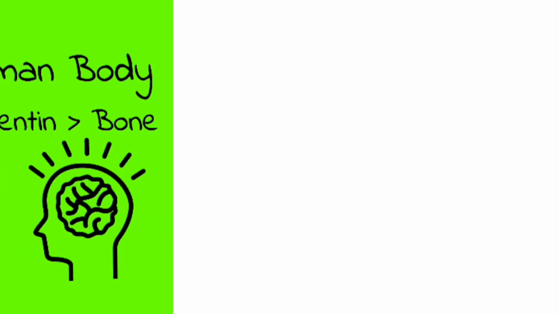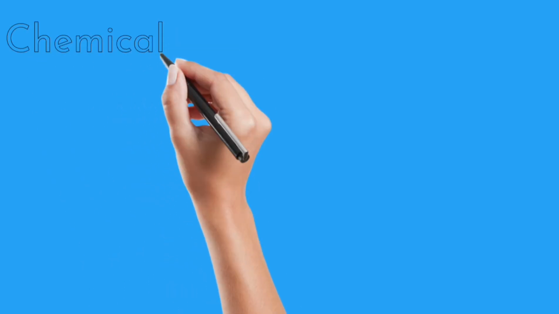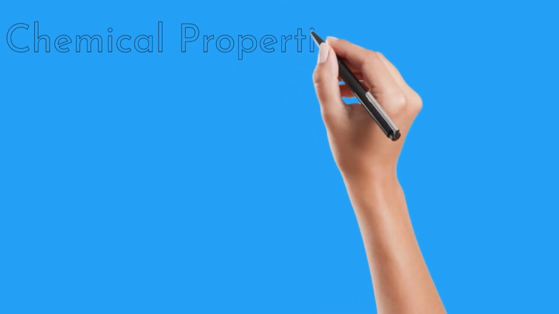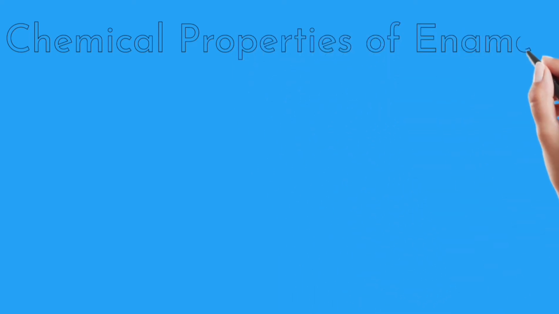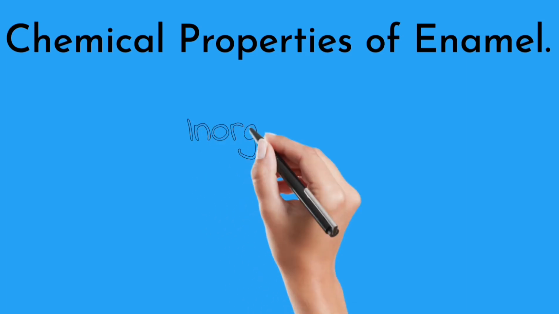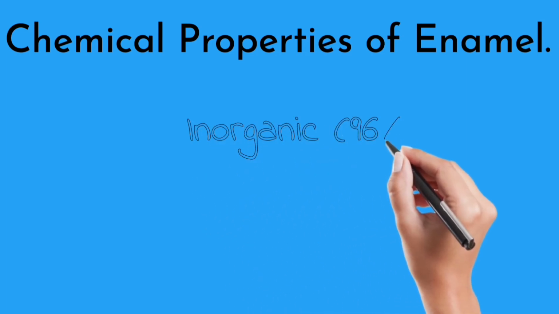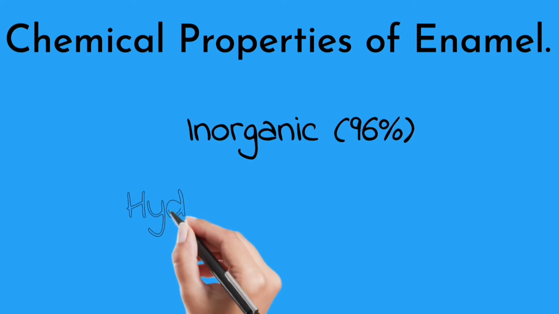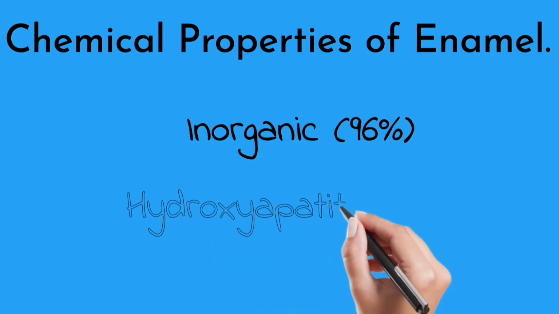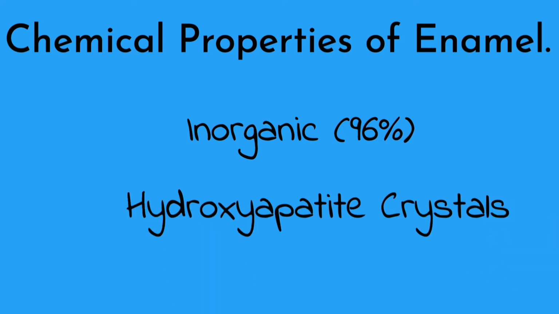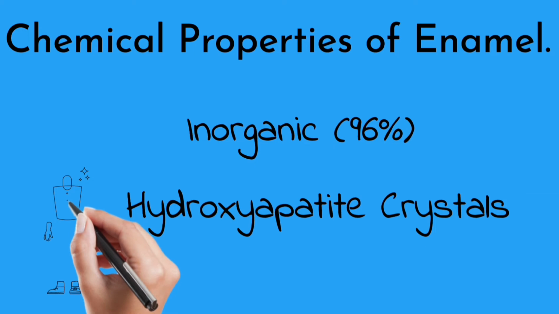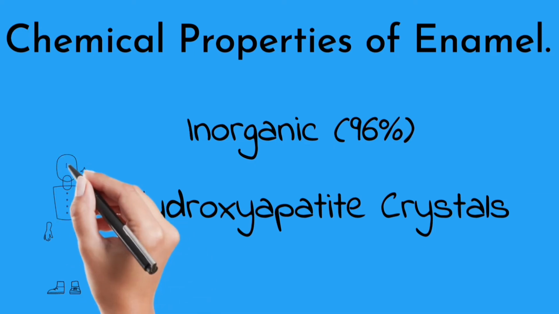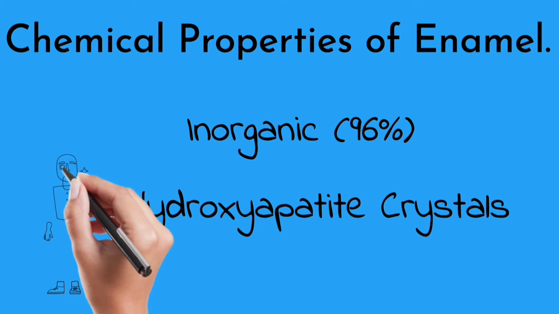Now moving on to the next part, the chemical properties of enamel. Friends, it's a very important topic as per the Viva question. The most common question in Viva is what is the inorganic substance present in the enamel and its percentage. The inorganic portion present in the enamel is hydroxyapatite crystals, present at 96%. So almost 96% of the enamel is made up of hydroxyapatite crystals. It's a very important question.